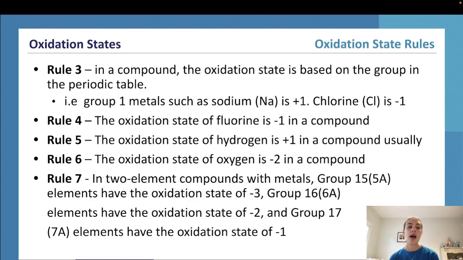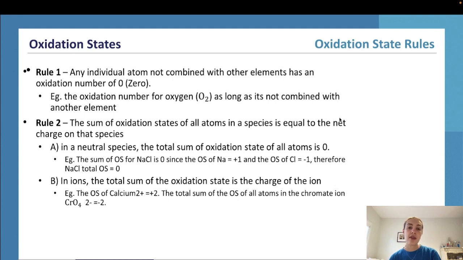Then rule 6 is that the oxidation state of oxygen is -2 when it's in a compound. And so obviously that's going to vary. If you've got something like O2, well obviously that's going to follow our first rule, which we have here, that the oxidation number is going to be 0, because remembering we follow the rules in their chronological order.